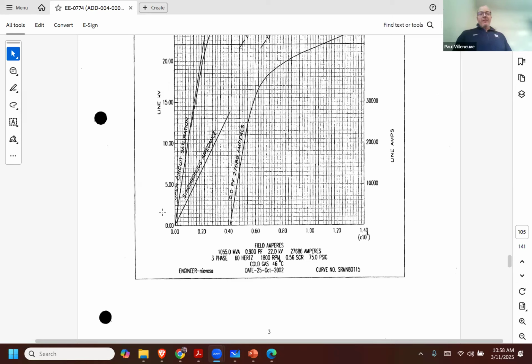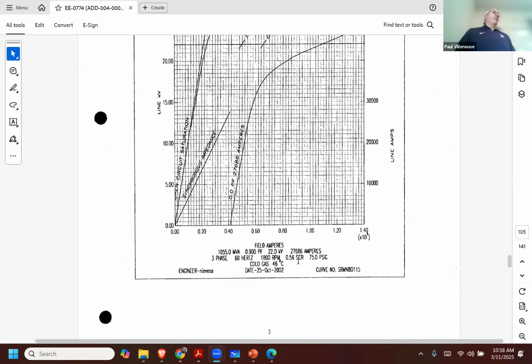So it's 1055 MVA. Look at its voltage. It's rated at 22,000 volts. Remember, even though it's 1,000 MVA, it's 20,000 volt. Look at the current, 28,000 amps. That's a lot of juice, right? At 22 kV. So this has got some oomph.